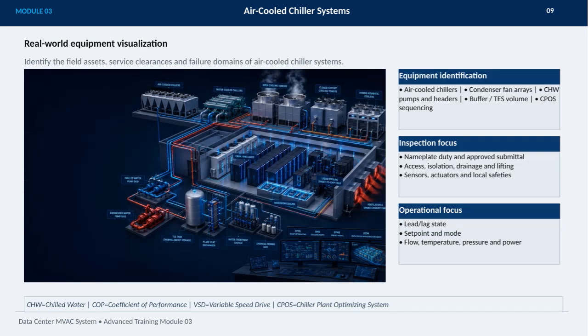On this slide, we focus on air-cooled chiller systems within data center MVAC setups. The key objective here is to identify the field assets, understand service clearances, and recognize failure domains specific to these systems. We'll cover equipment identification, including air-cooled chillers themselves, condenser fan arrays, chilled water pumps and headers, buffer and thermal energy storage volumes, and the chiller plant optimizing system sequencing.